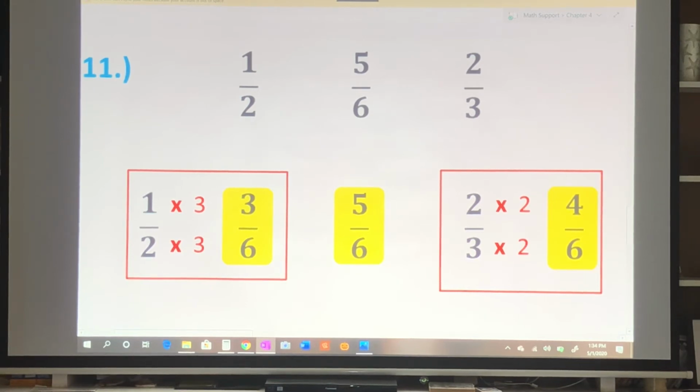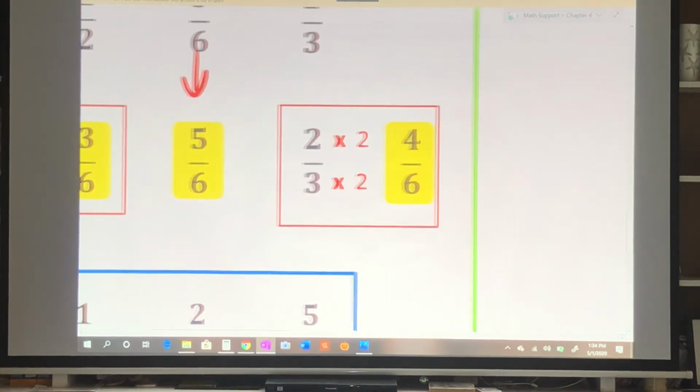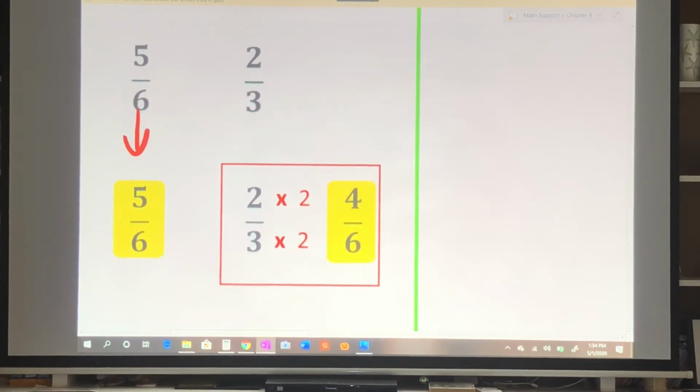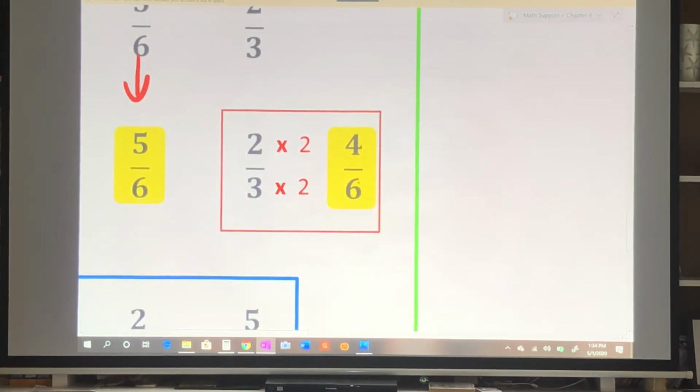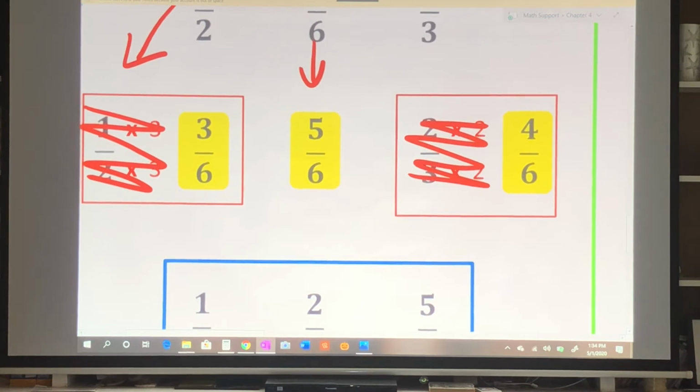Okay, so 5/6 didn't change. But 1 over 2, I said 2 times 3 is 6, 1 times 3 is 3. This part, we changed it. Then over here, it's got 2/3. So I said 3 times 2 is 6, the top times 2 is 4. Now we have 3 fractions with 6 on the bottom. They're all common denominators. I look at the top, 3, 5, and 4.